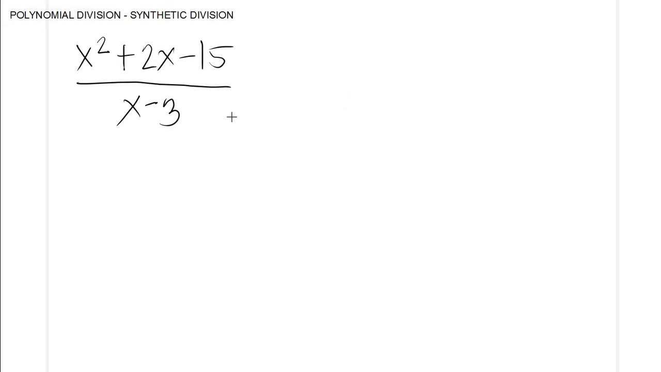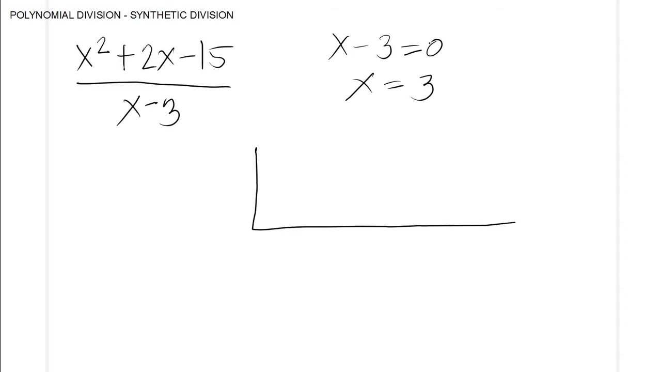I know that it's easier to solve this using factoring, but just for solving purposes, we will solve this using synthetic division. So what we have to do is equate the denominator to 0. So that would be x minus 3 equal to 0. So x is 3. And then we will write the terms of our equation, and that will be x squared, x, and the constant.